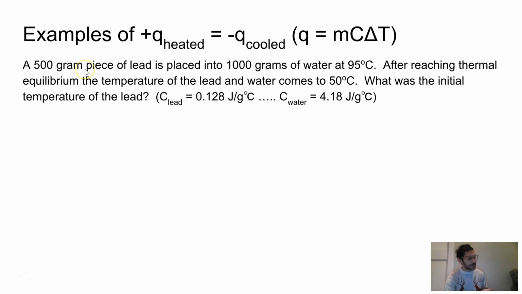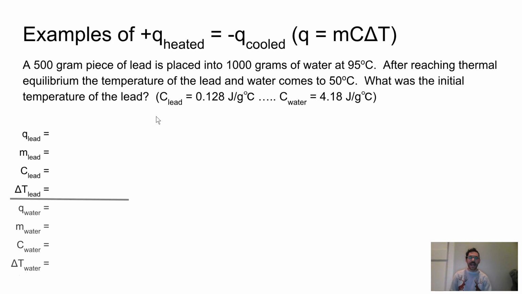We've got 500 grams of lead, and it's placed into 1,000 grams, or a kilogram, of water at 95 degrees Celsius. They reach thermal equilibrium, and we know that the final temperature is 50 degrees Celsius. Oh, so this time we do know the final temperature. What is the initial temperature of the lead? All right, so let's take a list of what we know.